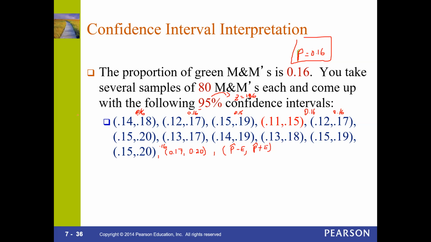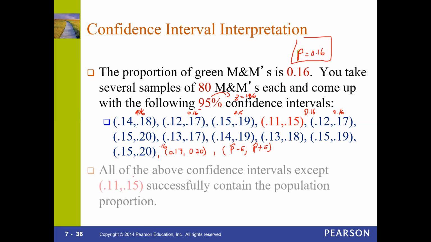All right, so based on what we have here, everything contains the mean except this one. I can just say, except for 0.15, I can also add this one, 0.17 and 0.20. They don't have the population proportion. Okay, that was a broad idea of why we need the confidence interval.